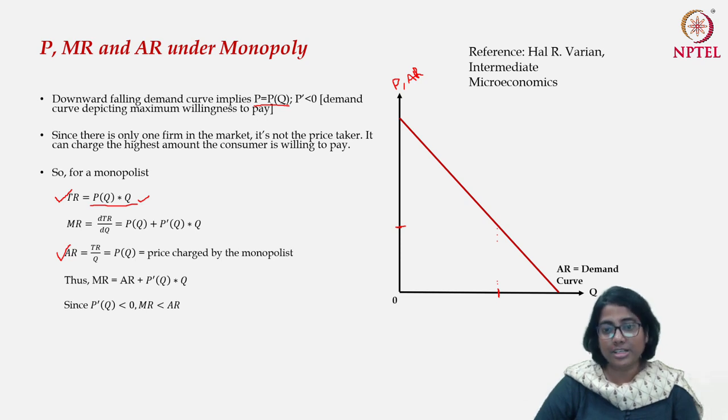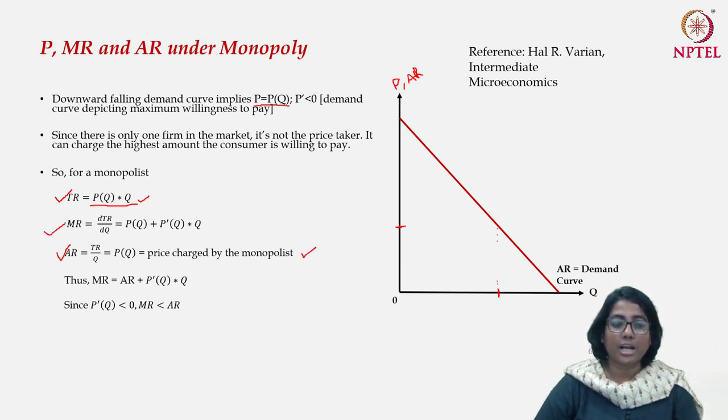So essentially the average revenue curve and the demand curve are basically the same. There is no difference in that. The line that I have drawn here represents both the average revenue curve as well as the demand curve. Right? So this is the price charged by the monopolist.